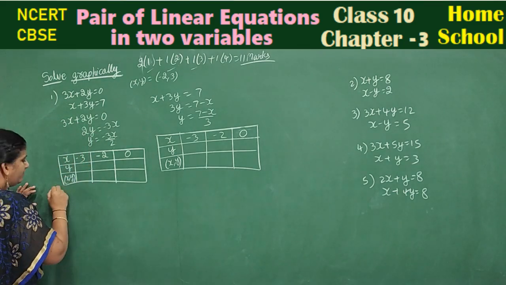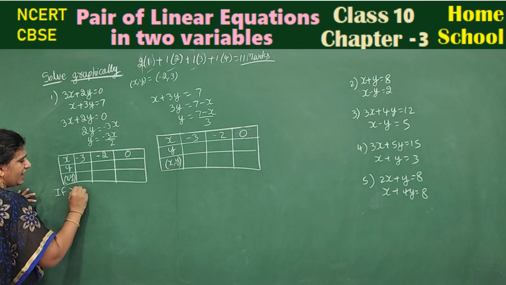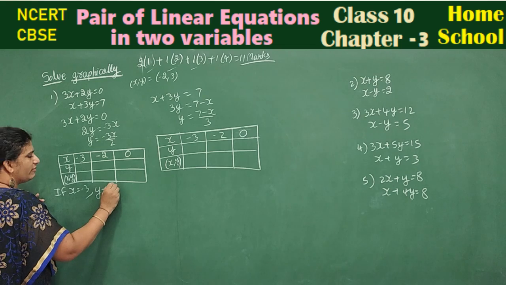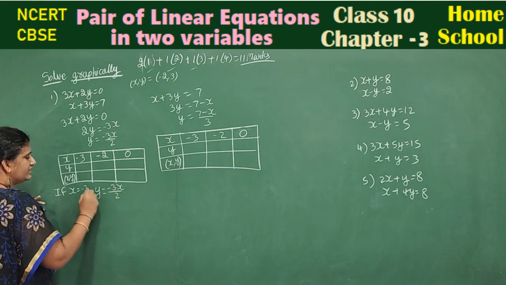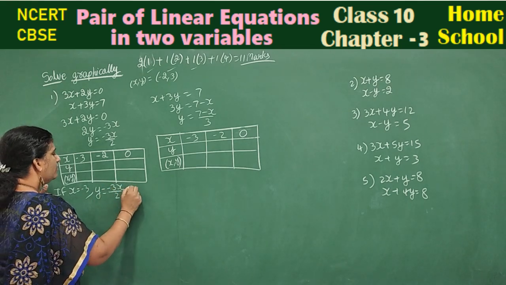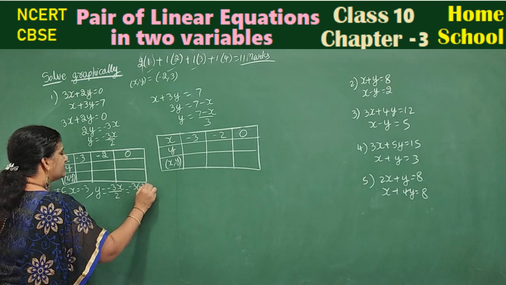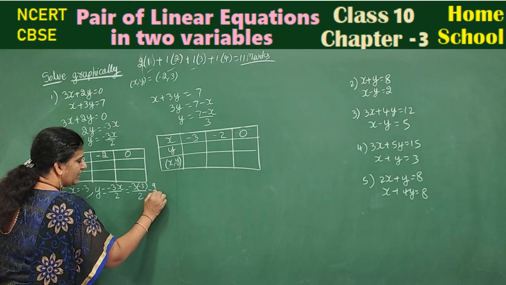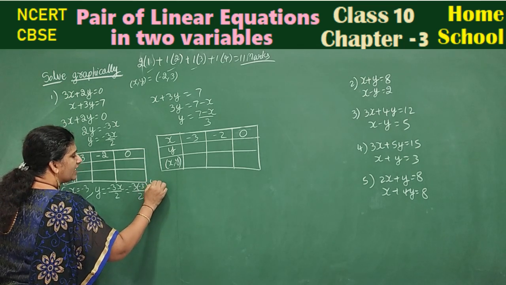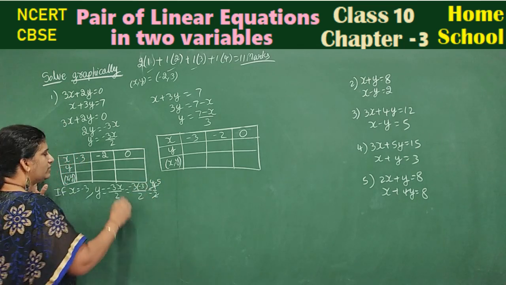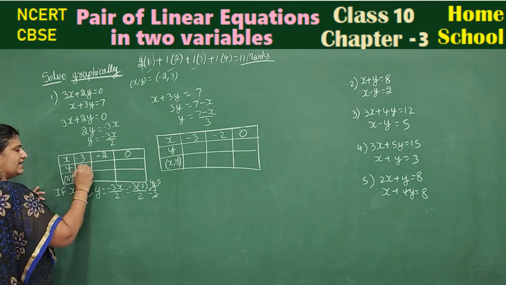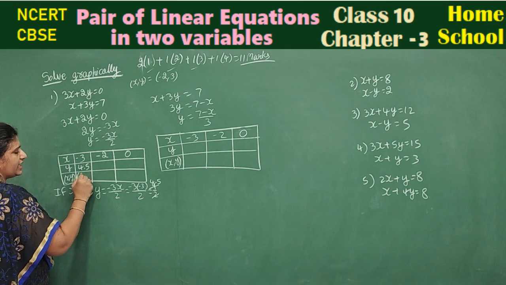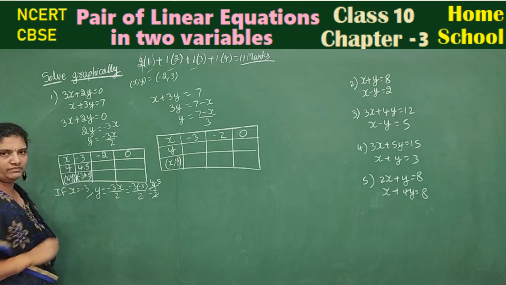Now, if x is equal to minus 3, take the equation y is equal to minus 3x by 2. Substitute the x value here, minus 3 into minus 3 by 2. Minus into minus is plus, 3 3s are 9, 9 by 2. 2 4s are 8, so 4.5. No problem, decimal also nothing will happen. Write the coordinate minus 3 comma 4.5.